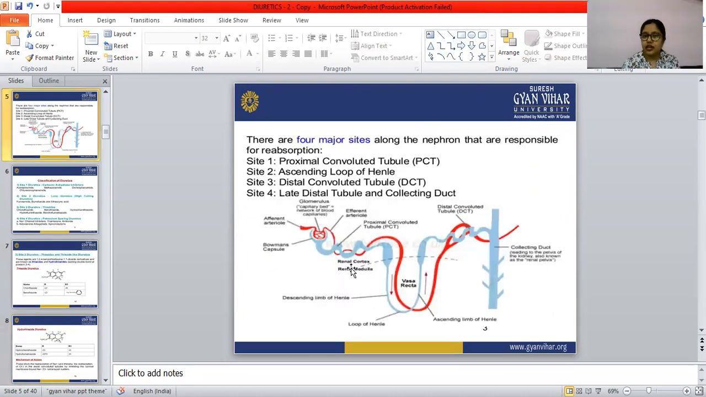There are four major sites in the nephron where these diuretic drugs act. The first site is the PCT, proximal convoluted tubule. Second is the ascending loop of Henle, then the distal convoluted tubule, and the late distal tubule and the collecting duct. This is the structure of the nephron, and these are the four sites where the diuretic drugs act.